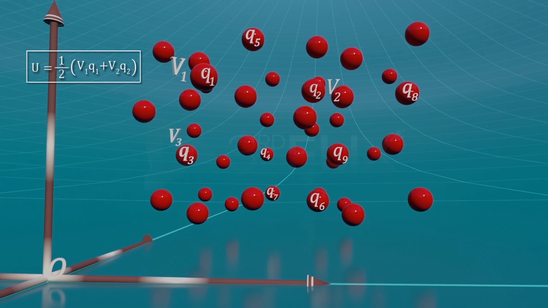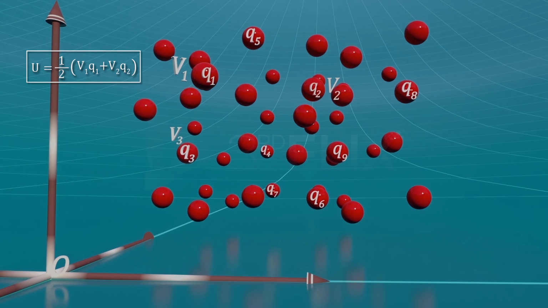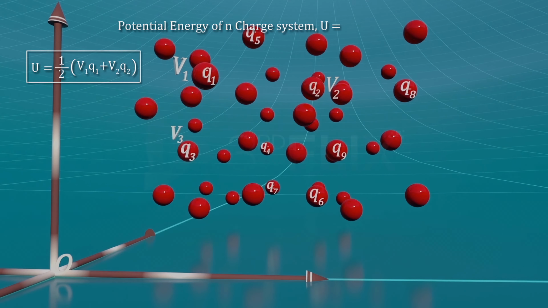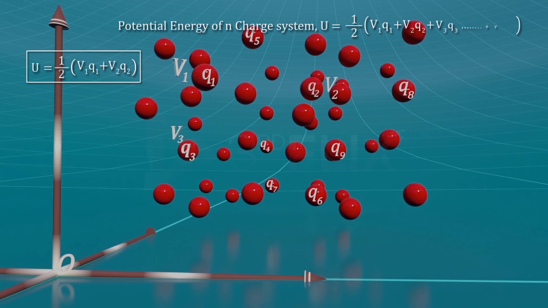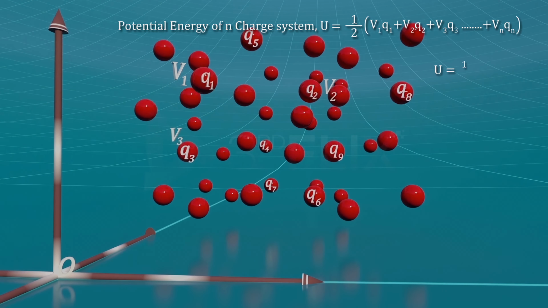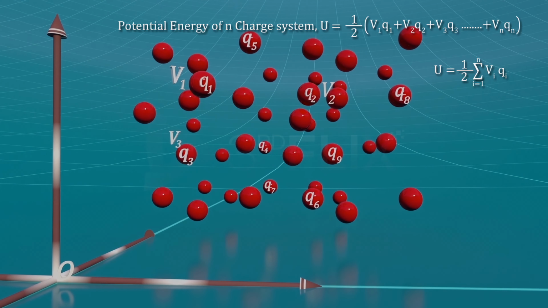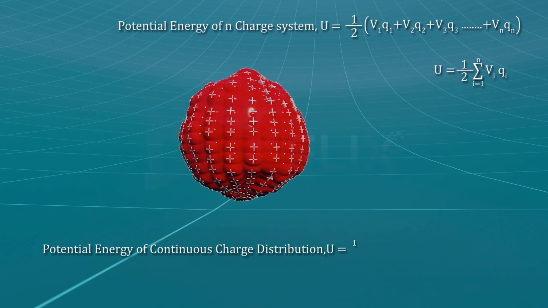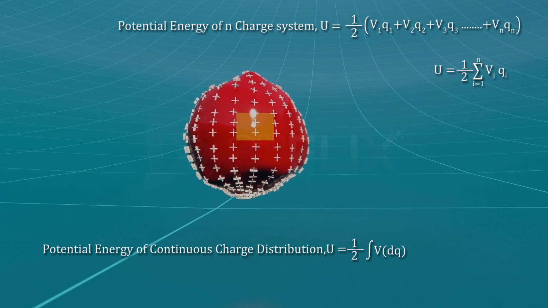Let V1, V2, V3 and so on be the potentials at the first, second, third till nth charges. Then, potential energy of the n-charge system is equal to half of V1Q1 plus V2Q2 plus V3Q3 and so on, which can be written as half of sigma ViQi, where i runs from 1 to n. This result can be extended to a continuous charge distribution, where the summation takes the form of an integral of V dq.